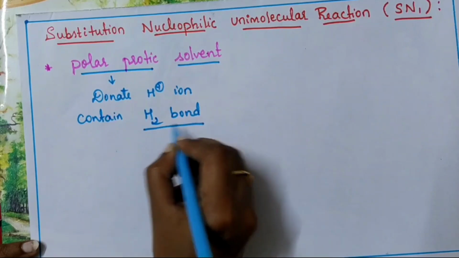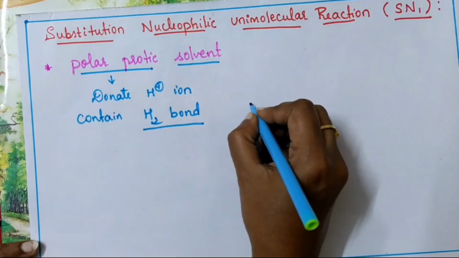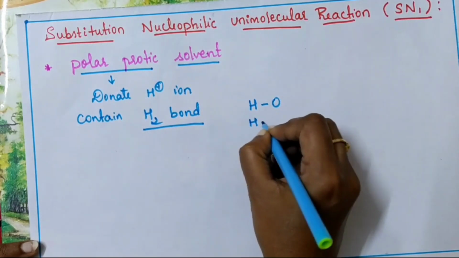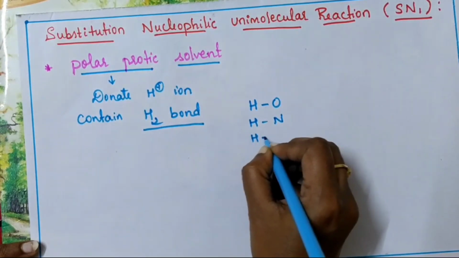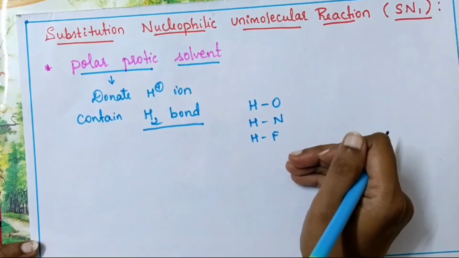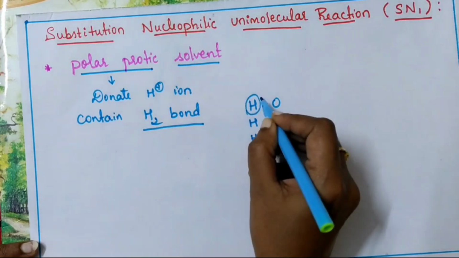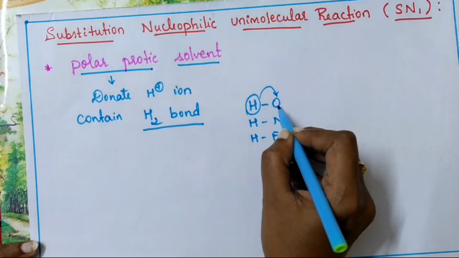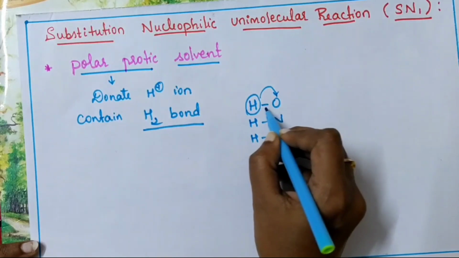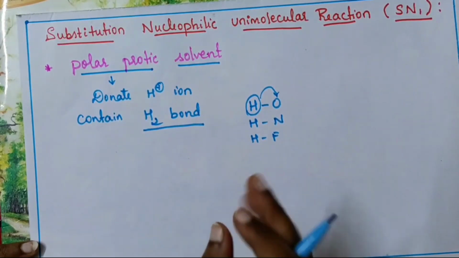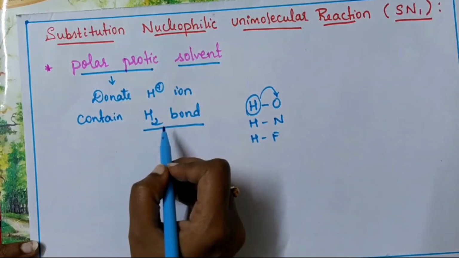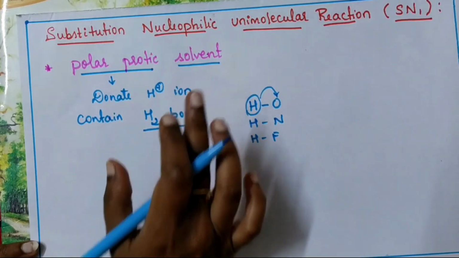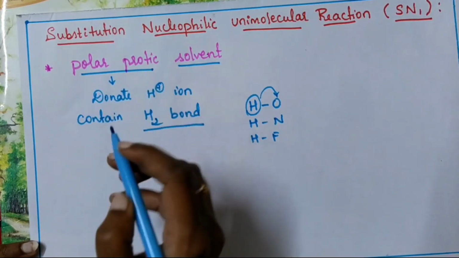You have already studied the meaning of hydrogen bond. If hydrogen is bonded with oxygen, or hydrogen is bonded with nitrogen, or hydrogen is bonded with fluorine. What I mean to say is, if hydrogen is bonded with a highly electronegative atom, then the bond which exists between hydrogen and that particular highly electronegative atom is known as hydrogen bond. If any solvent has hydrogen bond in it, or it is able to donate the H plus ion, that kind of solvent you can call a polar protic solvent.